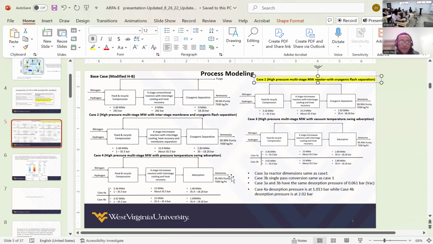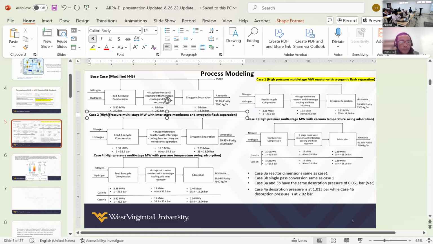Okay, case two is the high pressure, multi-stage microwave reaction. Even if it's high pressure, it's only 35 bar. So for case two, we have the interstage membrane separation. I'm going to talk about the ammonia membrane. So you can tell each stage is different, and the separation is different.